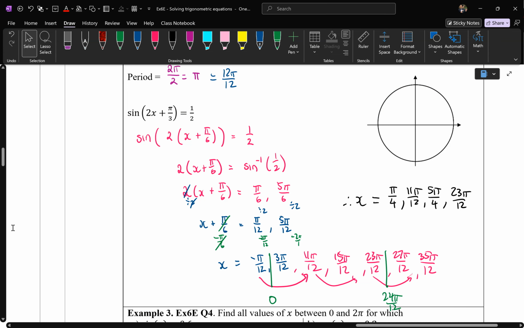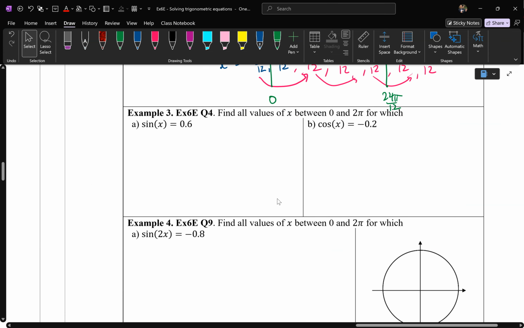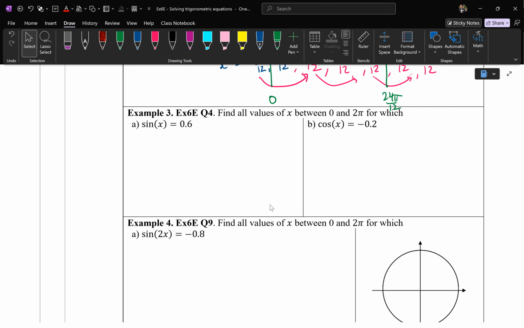That's it for 6E, team. The rest is literally a calculator. You can do what I just taught you there, or you can use symmetry properties as well. It doesn't always have to be an exact value. It can be a decimal. Same concept. It doesn't have to be half.